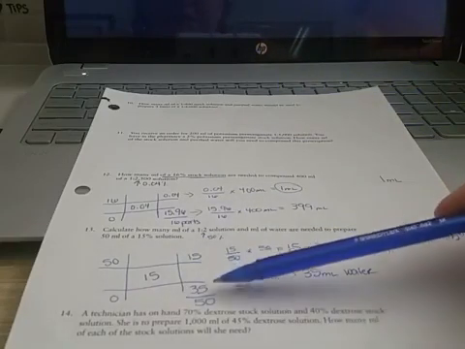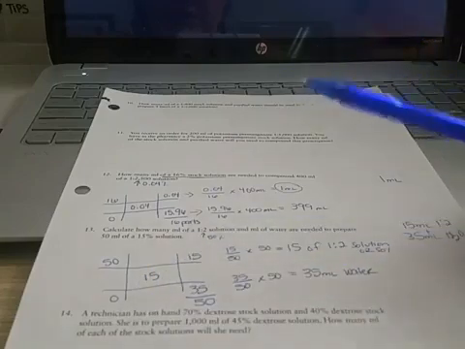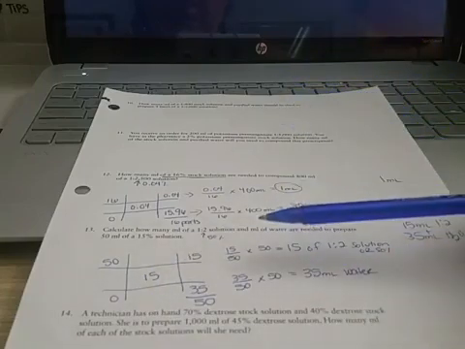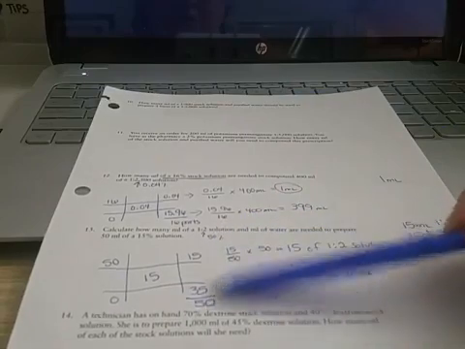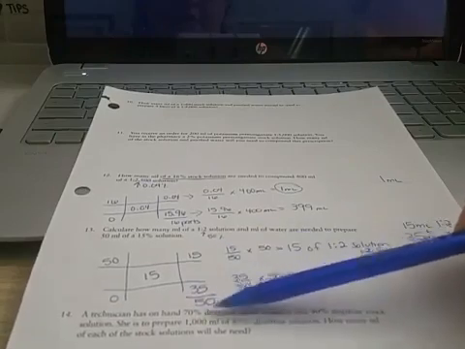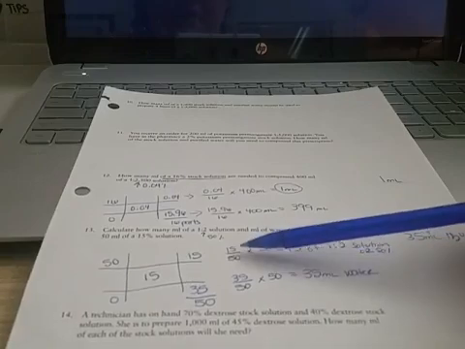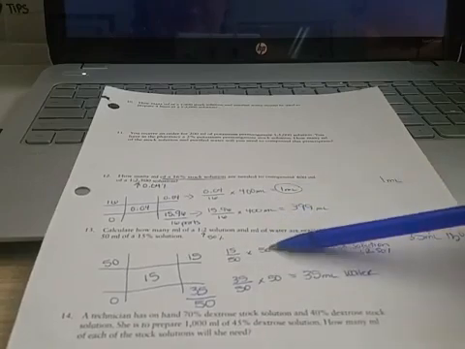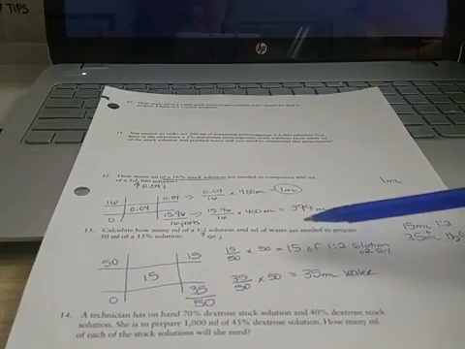So 50 minus 15 is 35. 0 minus 15 is 15 because there's no negatives. Then you get your 50% solution, 15 parts out of your 50. This is your total parts. 15 and 35 is total parts of 50. So 15 out of your 50 parts, multiply it by 50 ml because that's what you need.